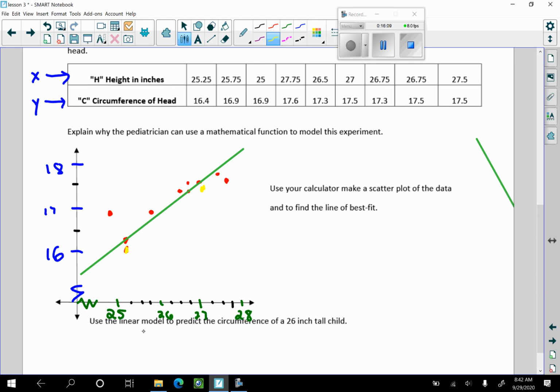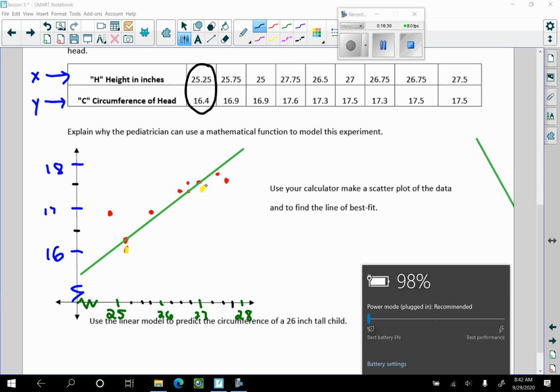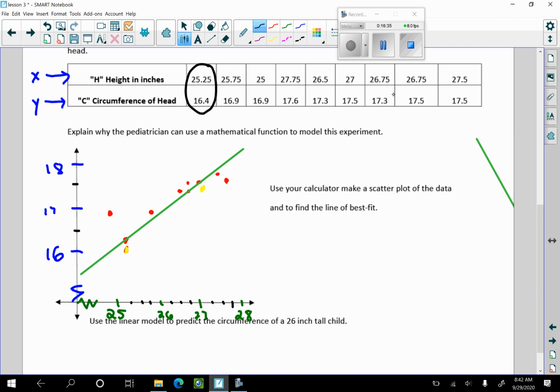So that first point, if I'm not mistaken, is going to be 25.25, 16.4. So this is the one I'm using: 25.25, 16.4. And this other point looks like it's 26.75, 17.3. Can we agree that those 2 points for the line are okay?